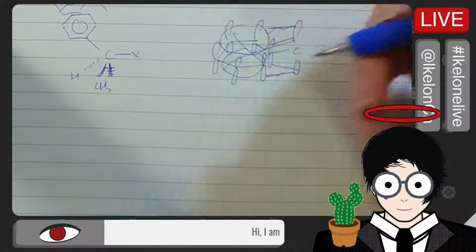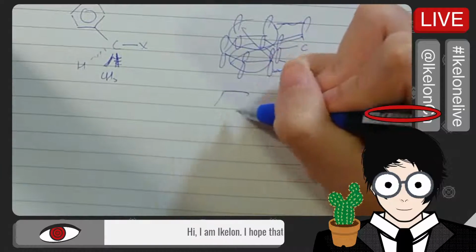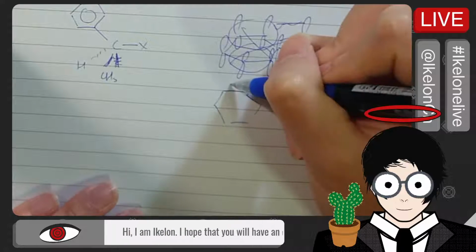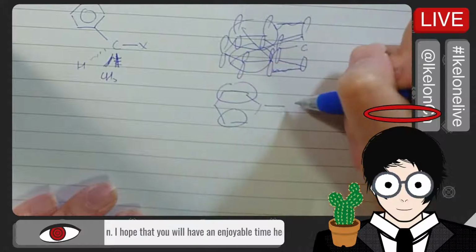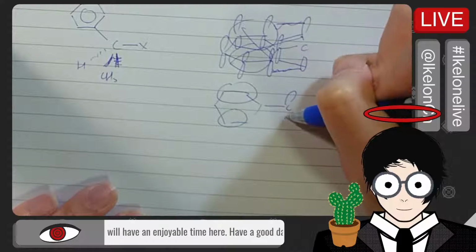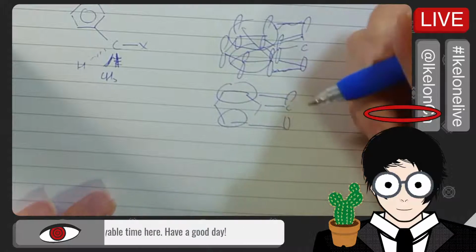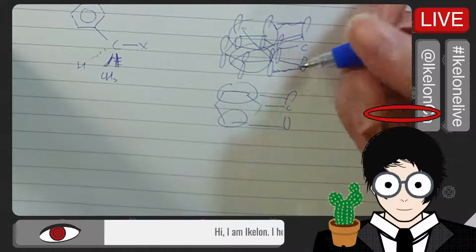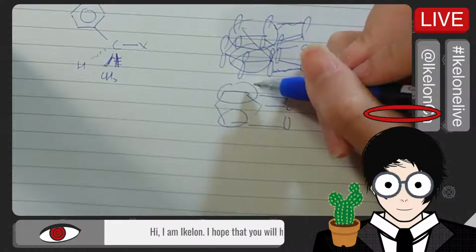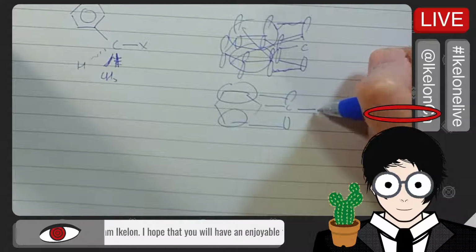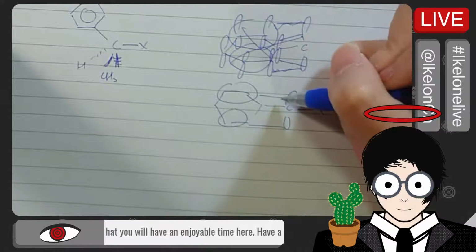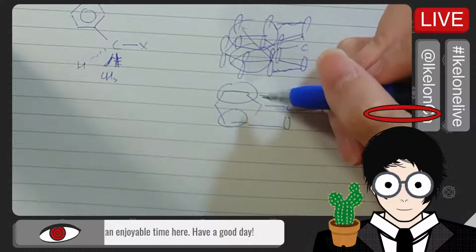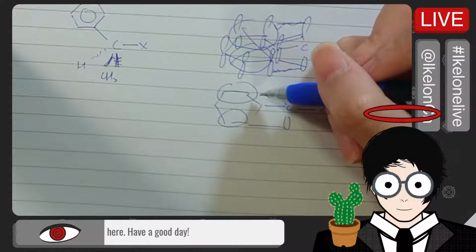Let's redraw this. So resonance. There'll be a partial double bond. Oh, partial double bond, is it? Yeah, it's a partial double bond. So the electron cloud will overlap, and the pi electron can go here.